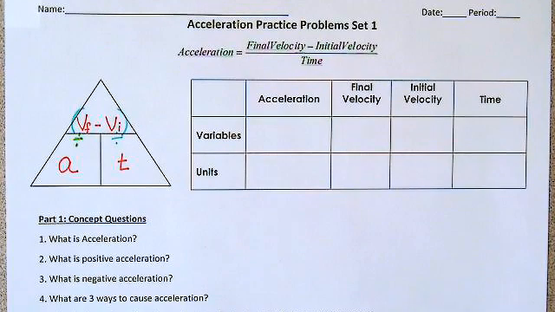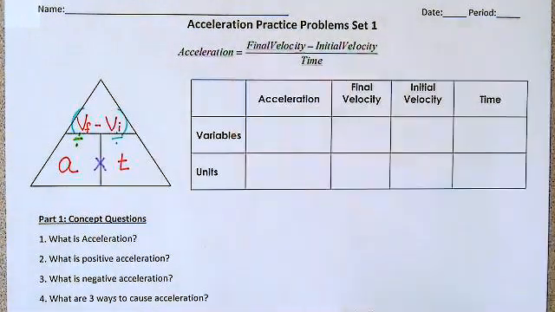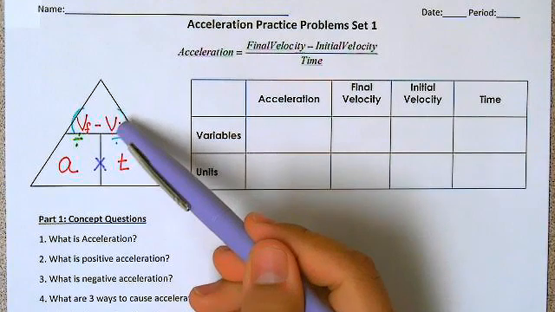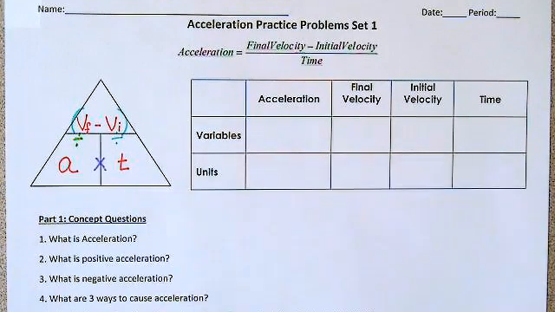Okay, if we're trying to solve for either VF or VI, we're going to multiply acceleration times time to get the VF minus the VI. If we're solving for an individual VF or an individual VI, it'll be a little bit more complicated, and we'll have to look at that at another time in another video.